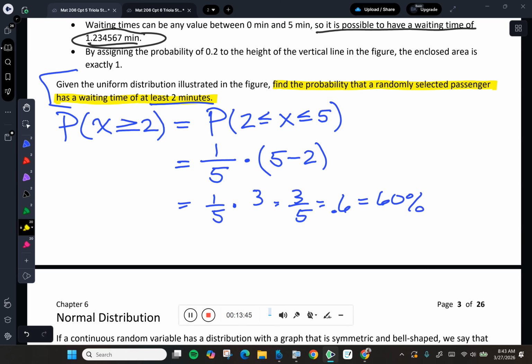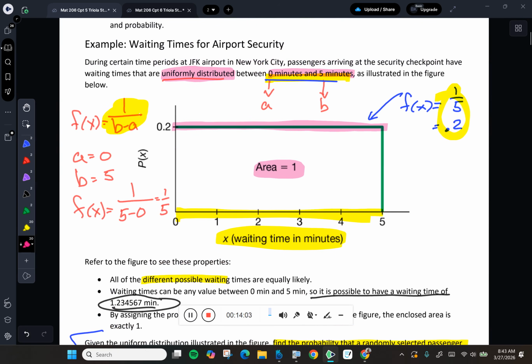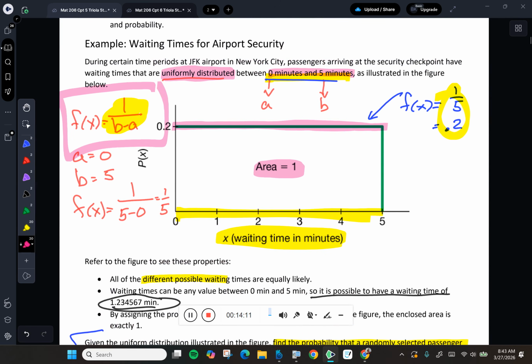Okay? Now, where did all this come from? Well, this came from my probability density function. And these guys are right there in the problem. All right, so normal distributions are something different, but this is a uniform distribution. Uniform distributions are when the probability density function is a constant. There's a formula for finding it. Okay? A and B will be given somewhere in the problem. They have to be. You have to be told where it's valid. And from A and B, you can find the algebra for that horizontal line.